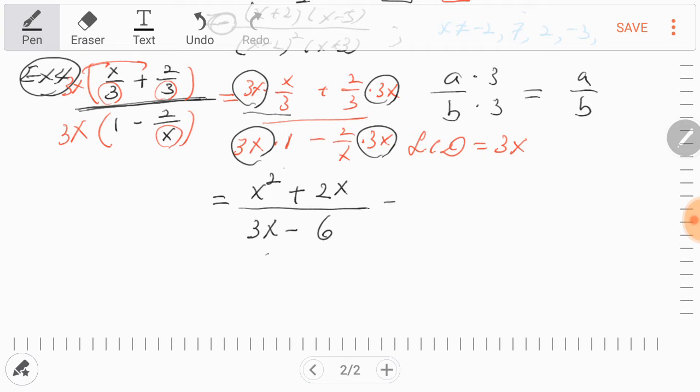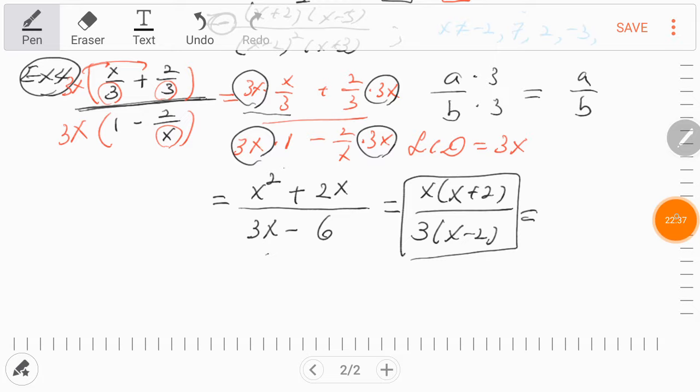And then simplify the numerator and denominator. Factor the numerator and the denominator so that we can simplify. So factor out x, then x plus 2 over the denominator. Okay, factor out 3, then x minus 2. Then there's no common factor, so this is the simplified expression.